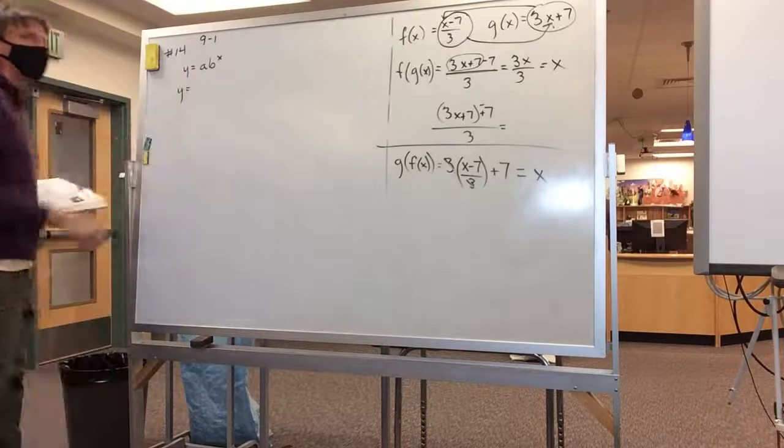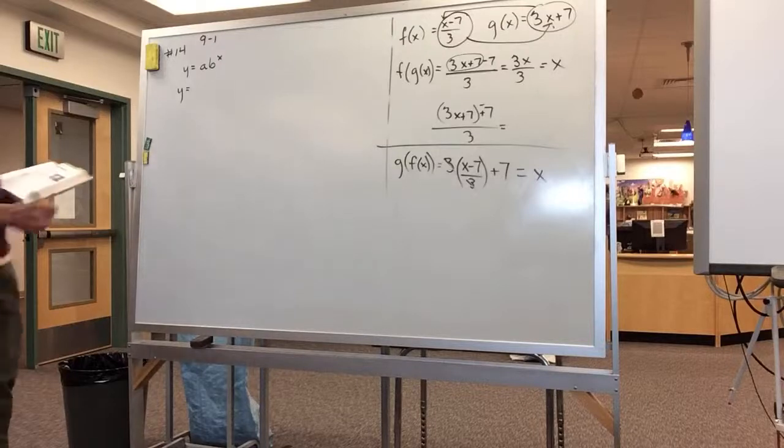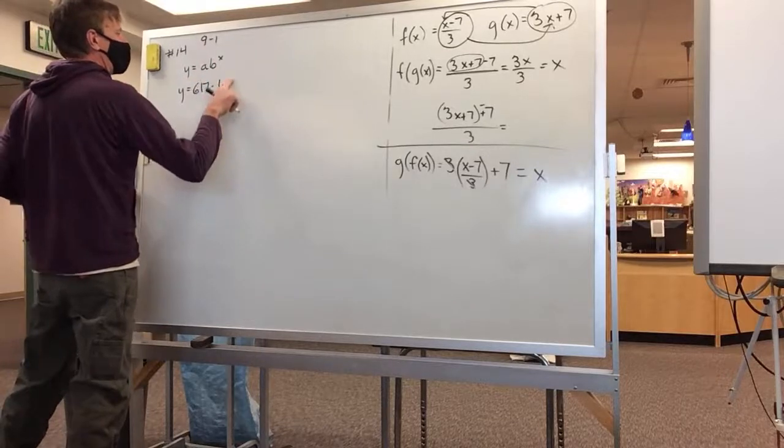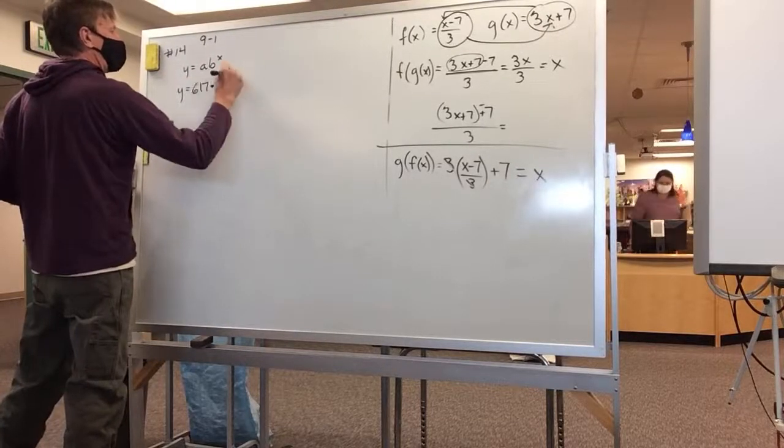What will be the a value? Do you remember where a comes from? Would it be 1 million? Is that what it's starting? It'd be the starting amount, but it wasn't a million. It was 617 at the very beginning. So you have 617 times 1.18 to the x, and x is the number of months.